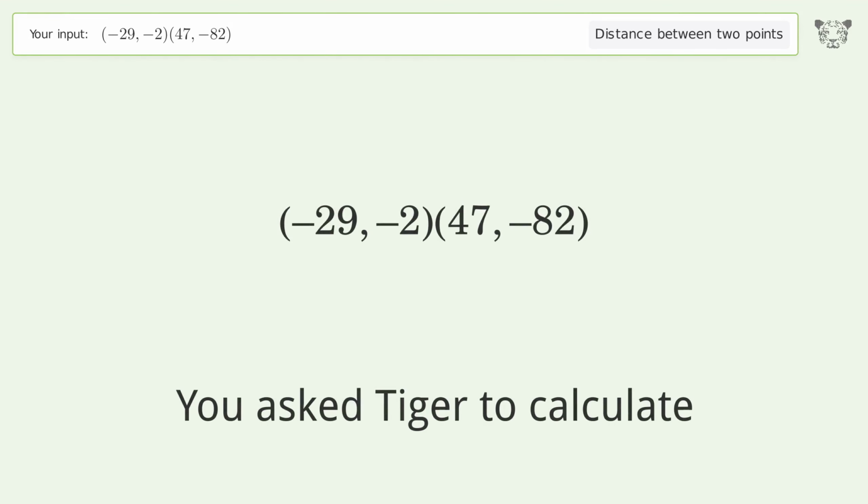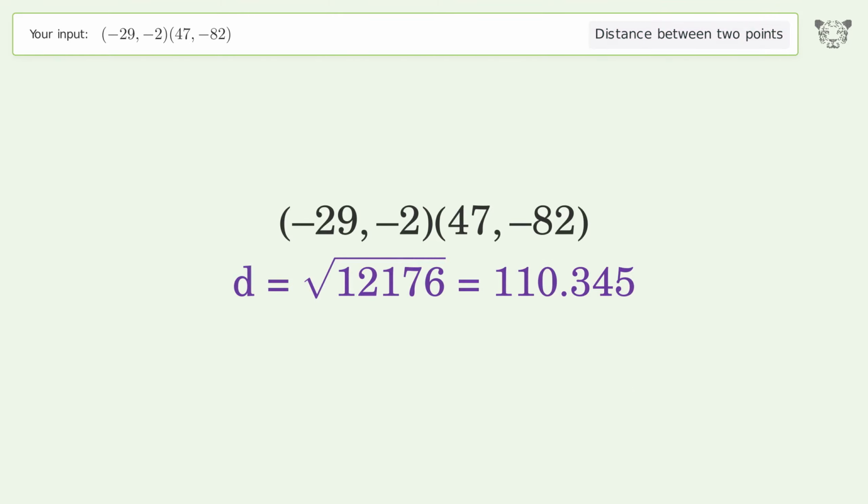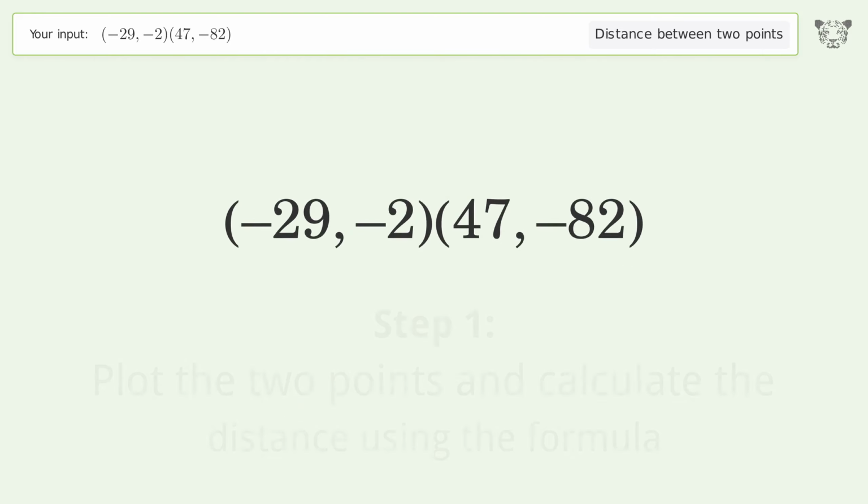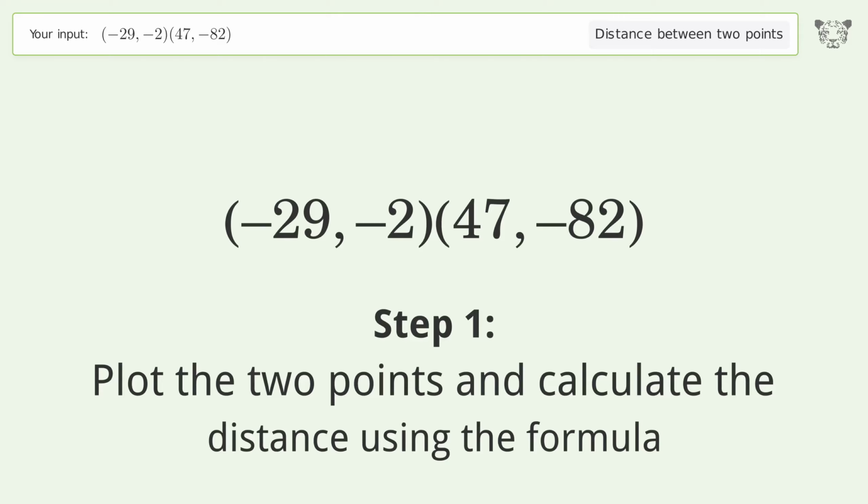You ask Tiger to calculate. This deals with the distance between 2 points. The distance between the 2 points is the square root of 12,176, or 110.345. Let's solve it step by step. Plot the 2 points and calculate the distance using the formula.